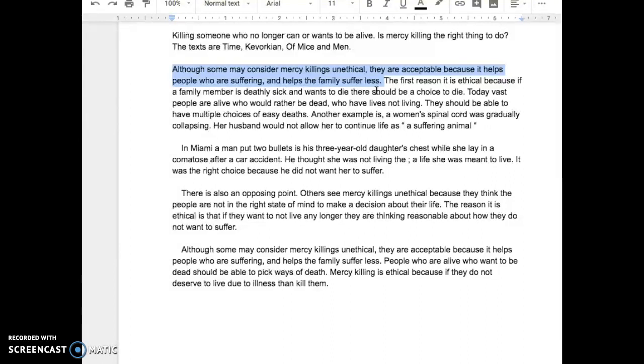I mean, yes, that is the position you're taking. It's ethical. I don't know that because someone wants to die makes it ethical. And I especially say that because there is so much more in the article that will give you more ways to rephrase this or use specific evidence. And then, as you say here, "today vast people are alive who would rather be dead, who have lives not living."